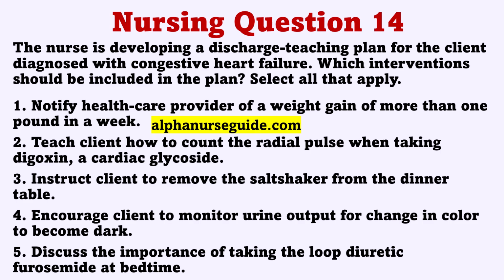The correct answers are 2. Teach client how to count the radial pulse when taking digoxin, a cardiac glycoside, and 3. Instruct client to remove the salt shaker from the dinner table. The client should not take digoxin if the radial pulse is less than 60. The client should be on a low-sodium diet to prevent water retention. The client should notify the HCP of weight gain of more than 2 or 3 pounds in one day.